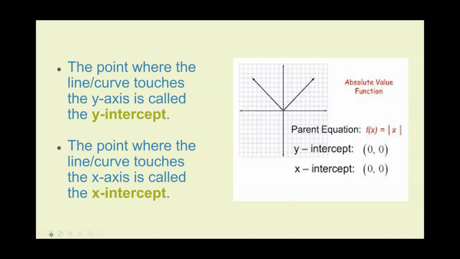Now, here, let's talk about your y-intercepts and your x-intercepts. So what is a y-intercept? It's where the line or curve touches the y-axis. That is called your y-intercept. Now, in your parent function, your y-intercept and your x-intercept are the same thing. But that's not always going to be true, and we're going to do some problems where it's not. But if you look right here on this graph, that is your y-intercept because it's where the graph crosses the y-axis. And then your x-intercept is also where the line or graph touches your x-axis. And like I said, in the parent function, they are both the same.